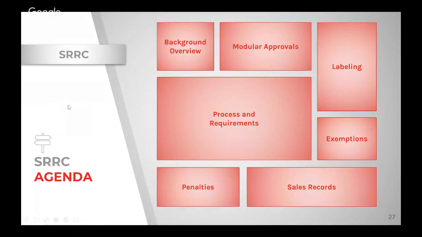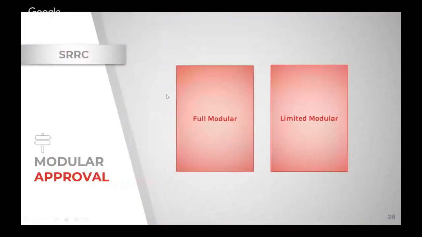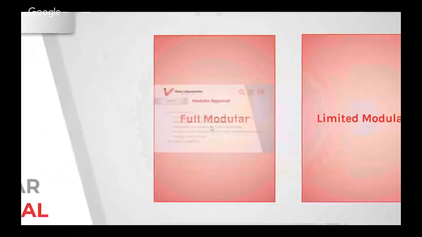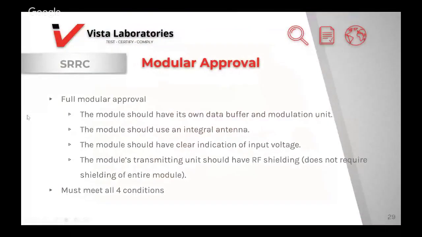So after diving into the process and requirements, let's take a look at modular approvals. So radio modules, full modular and limited modular. Let's start with the full modular. So the full modular approval, there are certain requirements that your module must meet. So you must meet all the conditions listed here for it to be classified as a full modular approval.